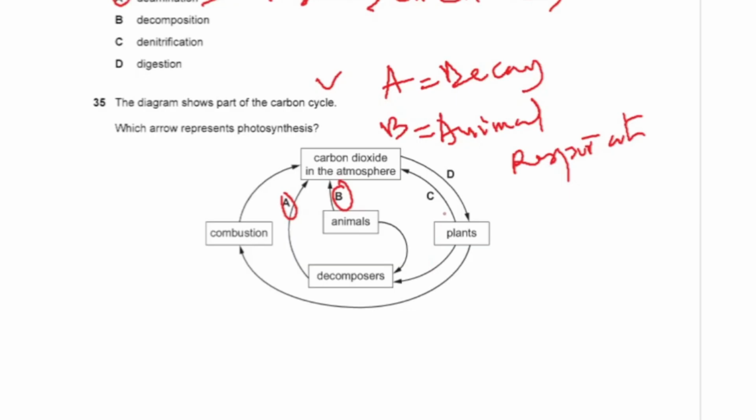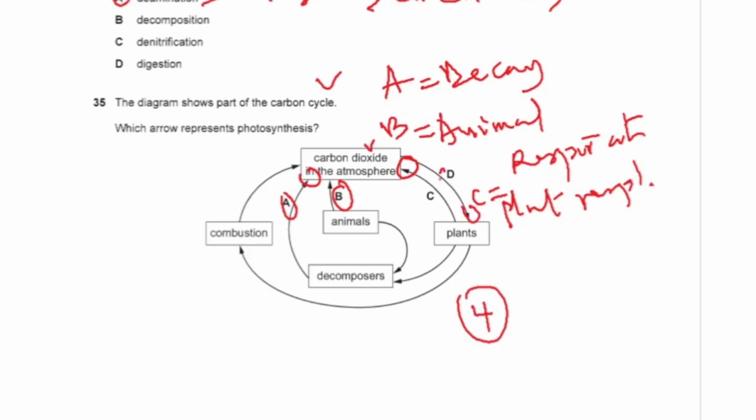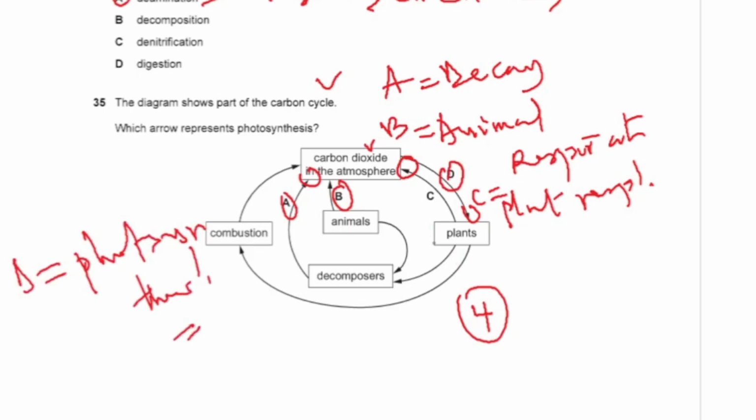C means that plants are also releasing. Remember that the arrowheads are the ones giving me the direction. So C means that plants are also sending carbon dioxide to the atmosphere, and that of course is going to be plant respiration. So C is equal to plant respiration. And then D finally means that the plants are taking up the carbon dioxide. You can see that now. Plants are taking it out. And then that will represent what? Photosynthesis. So D is equal to photosynthesis. Alright, so that becomes the answer. The answer becomes D. I hope you are following through.